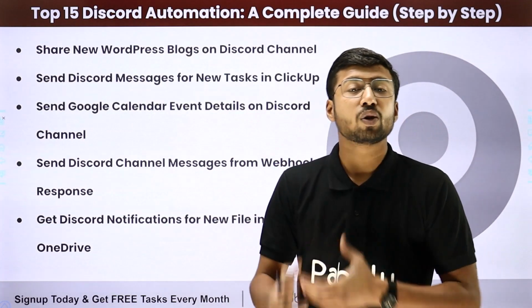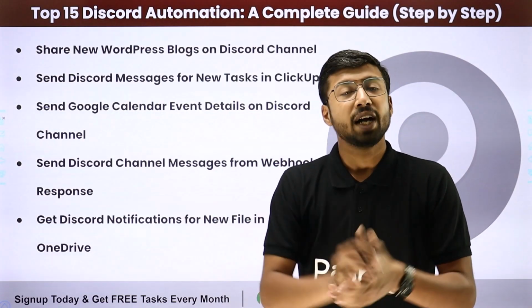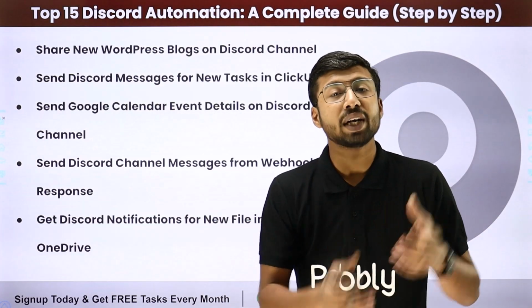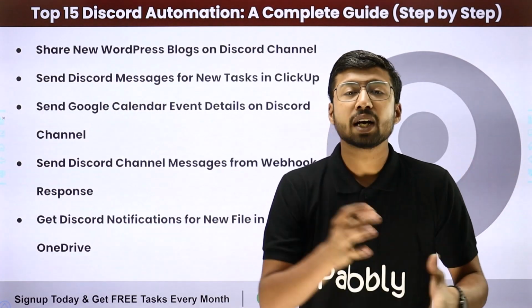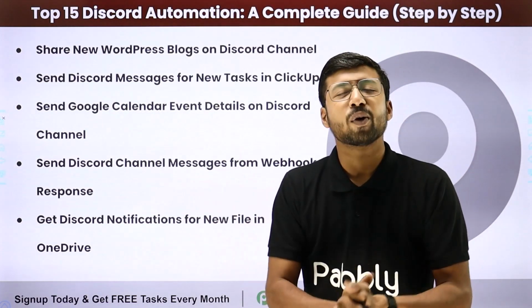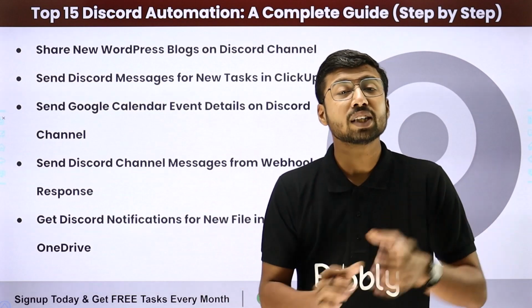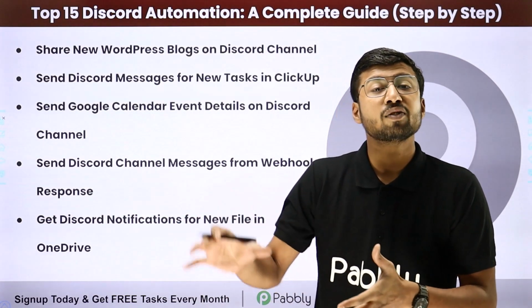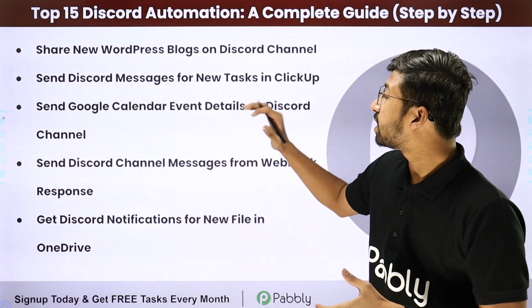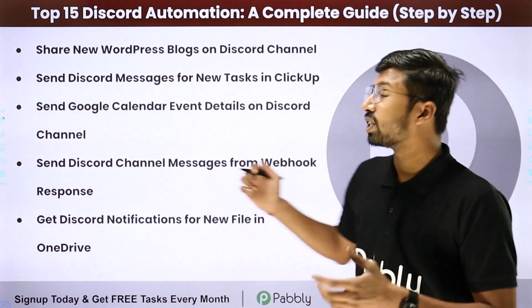The next automation that we have is sending Discord message for new task in ClickUp. Let's say you use Discord with your team members to communicate and you are using ClickUp as a task management platform. Now you want that whenever you create a new task in ClickUp, you want to send a notification with the new task details to your team members on Discord. You can automate this as well. So whenever a new task will be created, automatically a message will be sent on your Discord channel to update your team members.